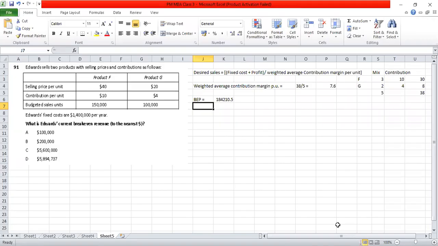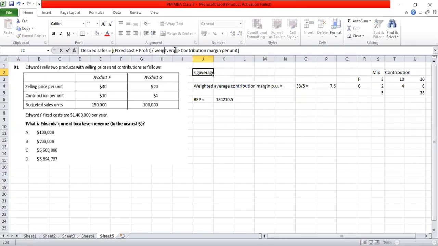No, I made a mistake. It is not break-even sales in units. I just calculated break-even sales in units. The question is asking the break-even point in revenue. Okay. So now what we have to do is, if that is the case, the denominator will be the average contribution margin. If it is revenue, I didn't look at that.